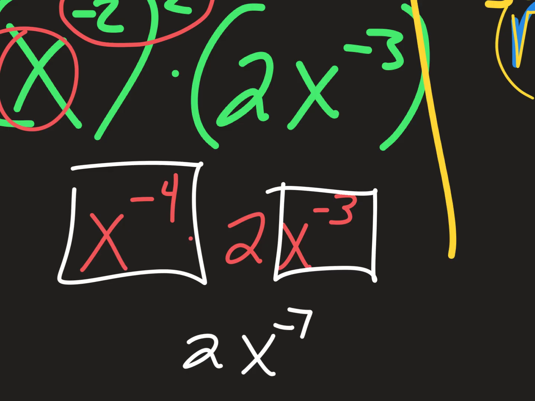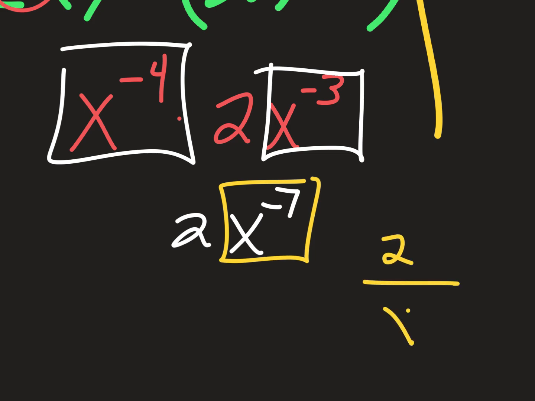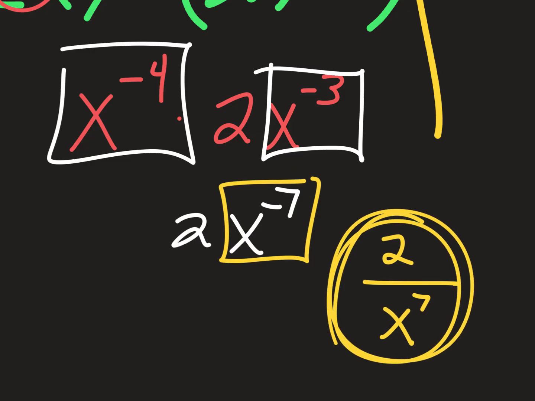Why is that wrong? Do you know why that's wrong? What's wrong with it? What part's not simplified? Yeah, you can't let answers have a negative exponent. So, final answer, 2 over x to the 7th is your final answer. Who had that one right? Be honest. All right, and that's about half of you. So we should practice that kind.